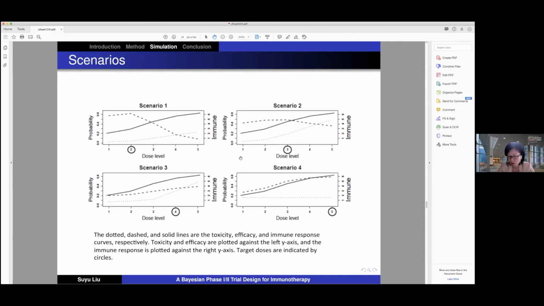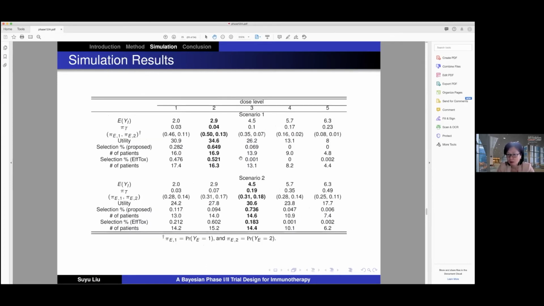That's why considering the immune response helps us, because the efficacy in the proposed design also depends on the immune response. After incorporating the immune response, we can more accurately estimate the efficacy, so that when we make the decision, we have a higher selection probability on the correct optimal biologic dose. In scenario 2, dose level 3 is the true optimal biologic dose.